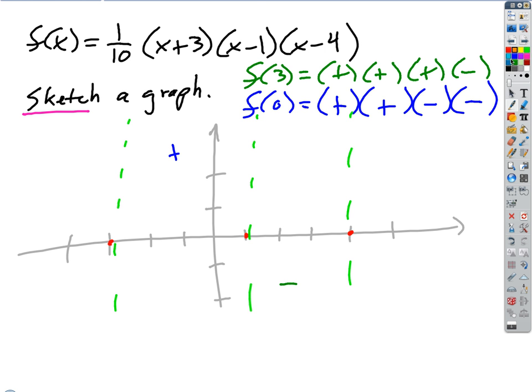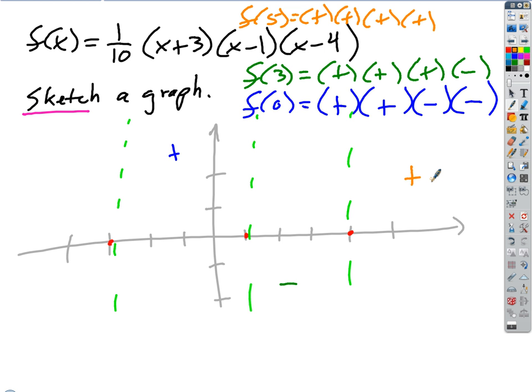If we try 5, we're going to get positive times positive times positive, so I get positive out here. Do you want us to test the point before the whole thing? Yeah, we would need to do that also. We would have to test a value like -4, or -4 is fine.